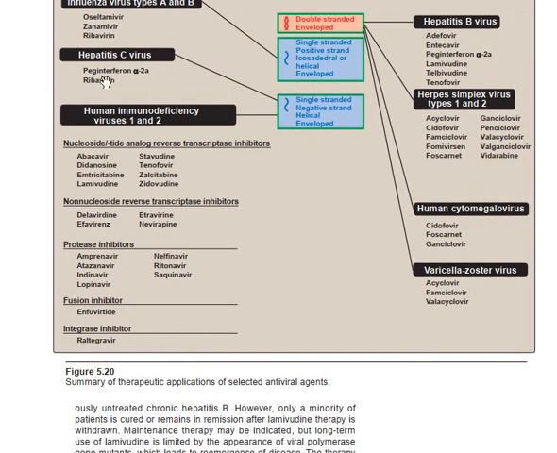Now in the case of immunodeficiency virus, it is an RNA virus with a negative strand, and it is enveloped too. So you have HIV 1 and 2. You need to know that the antiviral drugs used in HIV 1 and 2 are divided into nucleoside and nucleotide analog reverse transcriptase inhibitors, and non-nucleoside reverse transcriptase inhibitors.